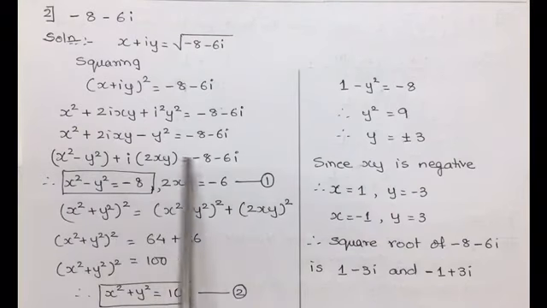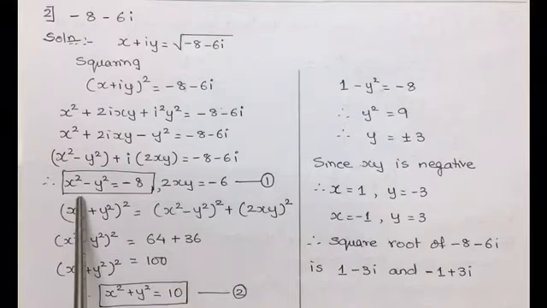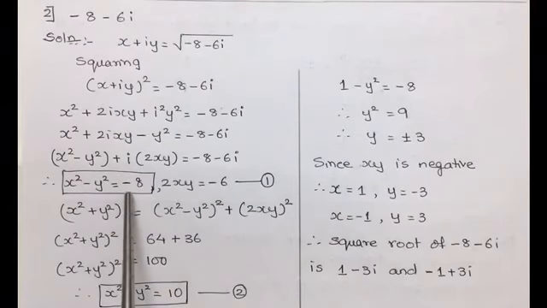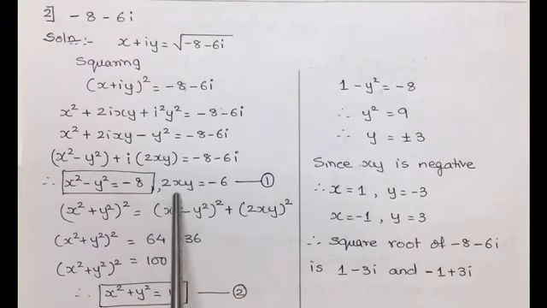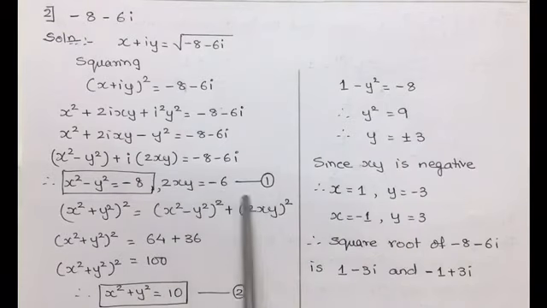Now comparing the reals with real and imaginary with imaginary, we'll get the value of x square minus y square equal to minus 8. 2xy becomes minus 6. This we will mark as 1.